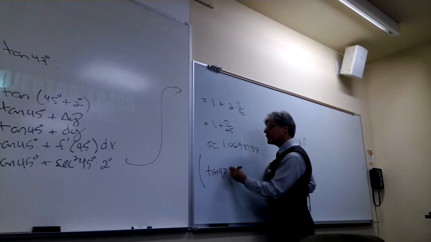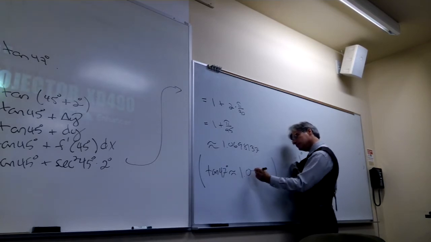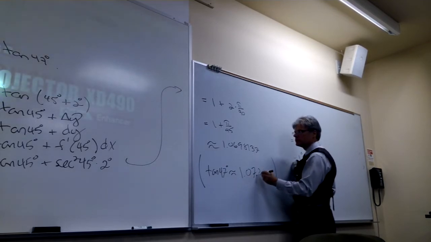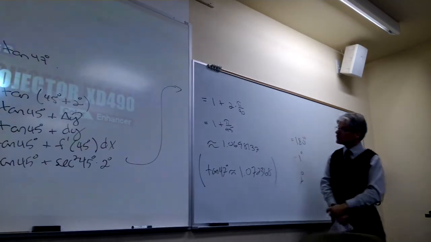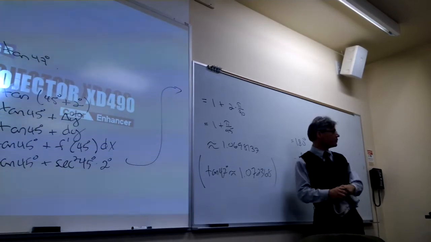What would you get for the tangent of 47 degrees? Tangent of 47 degrees, we get 1.072368871. That's pretty darn close, isn't it? I'm only deviating in the hundredths place, the second decimal position. That's not bad.